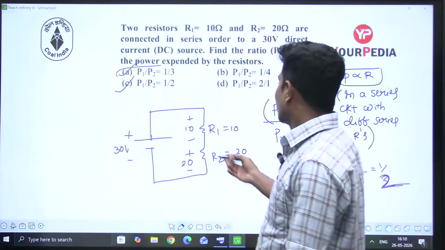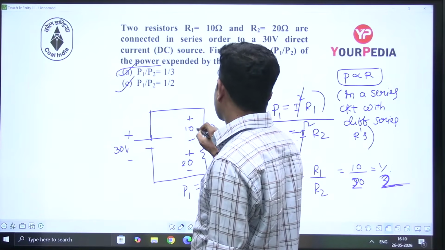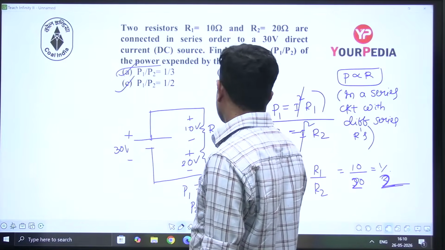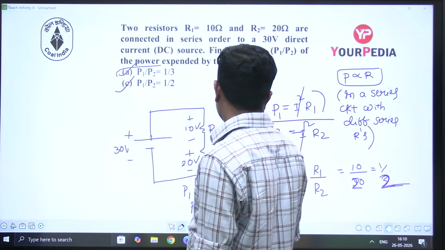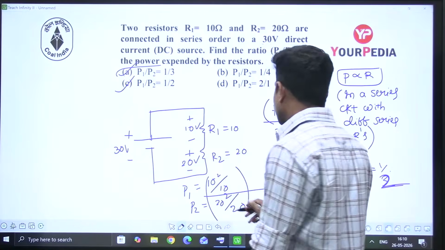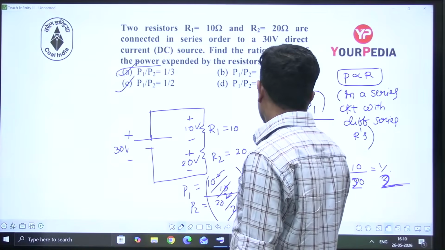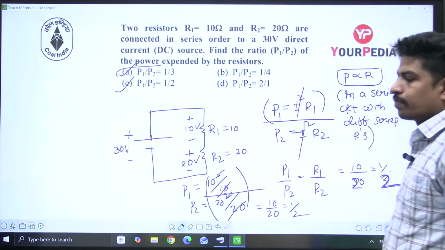Yes, let's do. P1 is equal to V square by R, where V is 10 volts. P2 is equal to how much, Mr. Rock? V square by R. Now take this ratio. 10 square by 10, 10 is left. 20 square by 20, 20 is left. So 10 divided by 20. That is also 1 by 2. Mr. Rock, observe it.